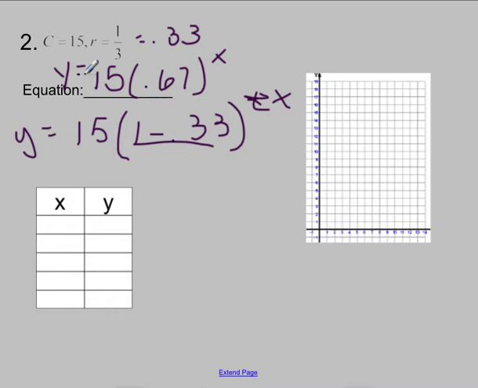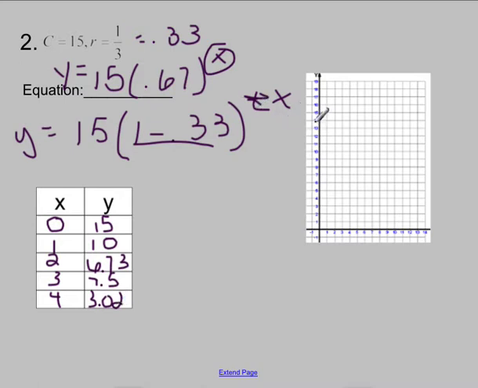So what I need to do is plug in my values, 0, 1, 2, 3, and 4. I need to go ahead and plug in my exponents. First, I'm going to plug in 0 for that exponent right there, and then I get 15. Plug in 1, I get 10. Again, hopefully you're doing this with me so you make sure you're plugging it in correctly. Then I get 6.73. Then I get 4.5. And then I get 3.02.